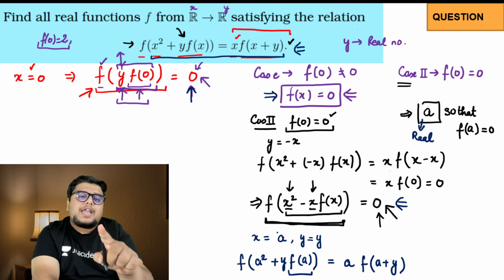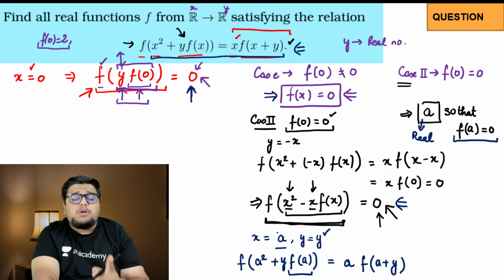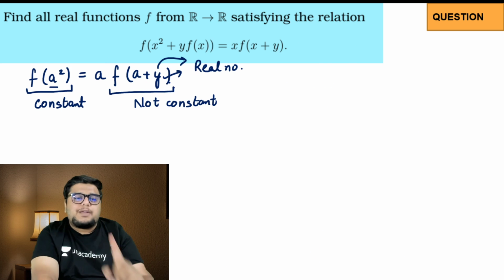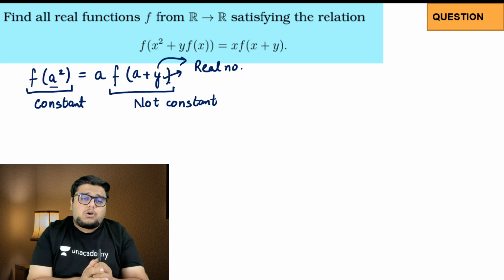Then I went back again to the equation. I took some value a of x and I took some y and I said that f of a is 0. A is some number at which the function is 0. I put it in my original equation and I got something like this. Again, I'm getting a constant is equal to something which is not constant. That can only happen if the function is a constant function or function is 0.